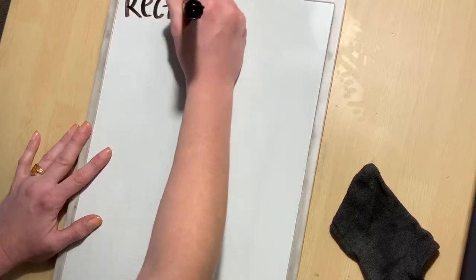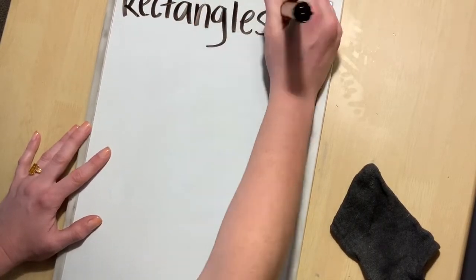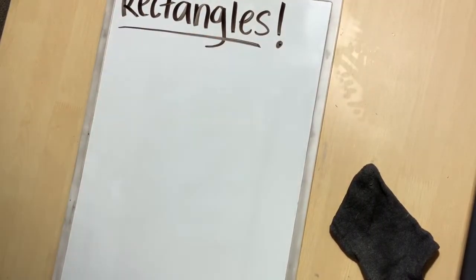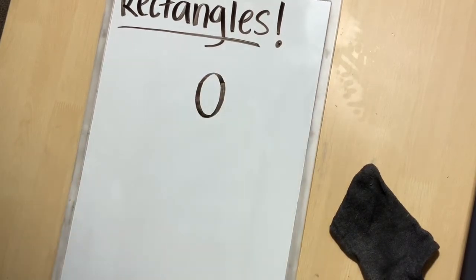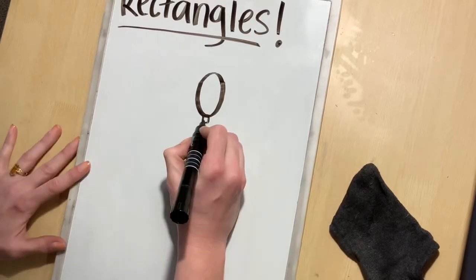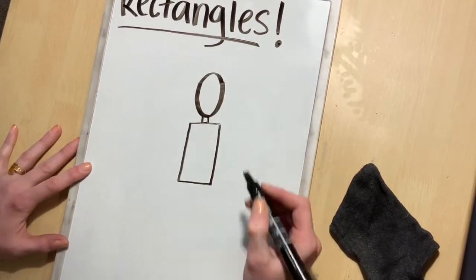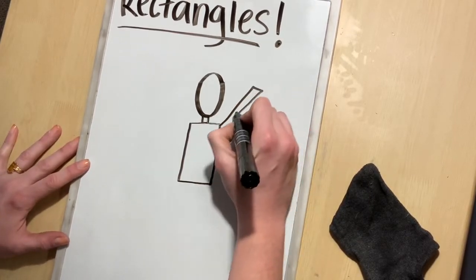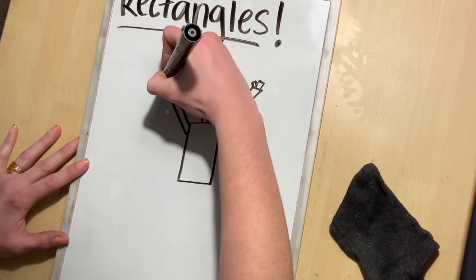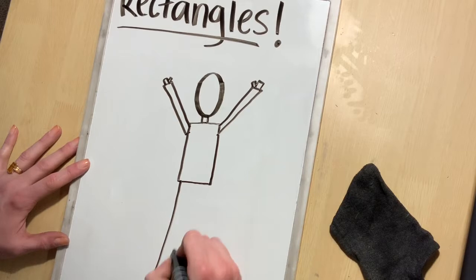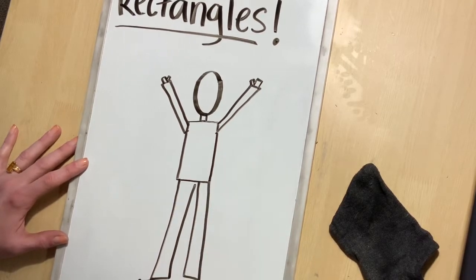Another way to draw a character, a person, or an animal with shapes is to use rectangles. Rectangles have 4 straight sides. 2 are long and 2 are short. Let's get started. Use an oval to draw the head. Use a teeny tiny rectangle to draw the neck. Draw a big rectangle for the torso or the body. Use skinny long rectangles to add the arms and legs.